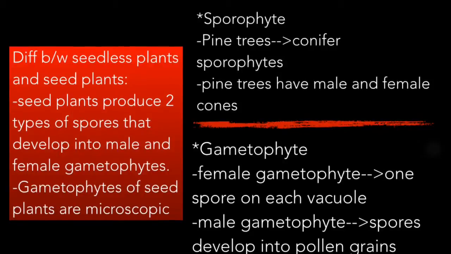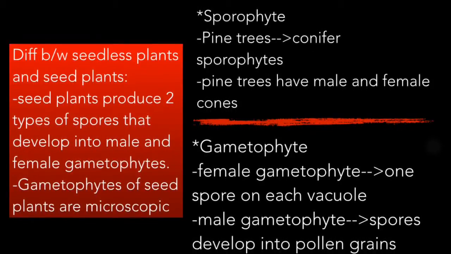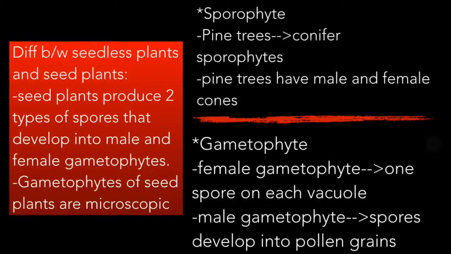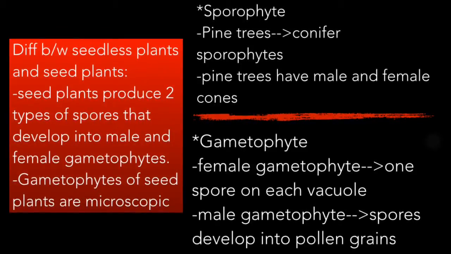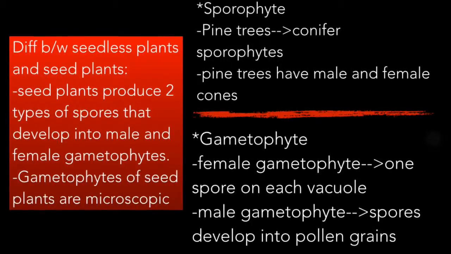Gametophyte. In each female gametophyte, only one spore will develop in each ovule, which will produce an egg. Male spores develop into pollen grains, the male gametophyte of seed plants.